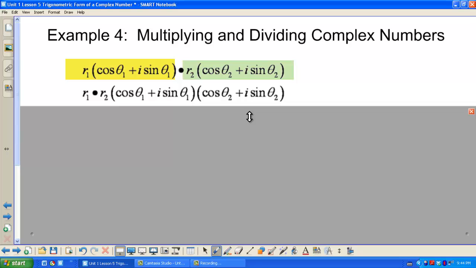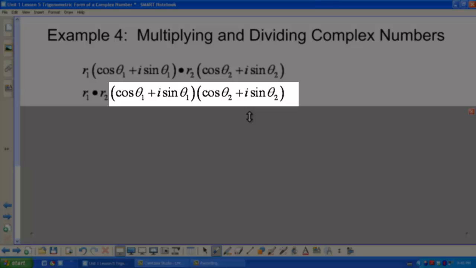So using the commutative property of multiplication, I can reorder how I want to multiply those terms: the r sub 1, the cosine theta sub 1 plus i sine theta sub 1, times r sub 2, times cosine theta sub 2 plus i sine theta sub 2. Those are all just factors being multiplied together. So I'm going to put the r sub 1 times the r sub 2 together and then the other parentheses together. Now I'm going to distribute.